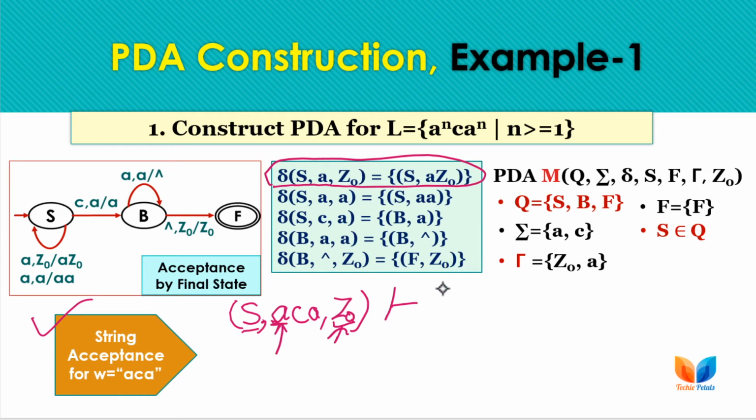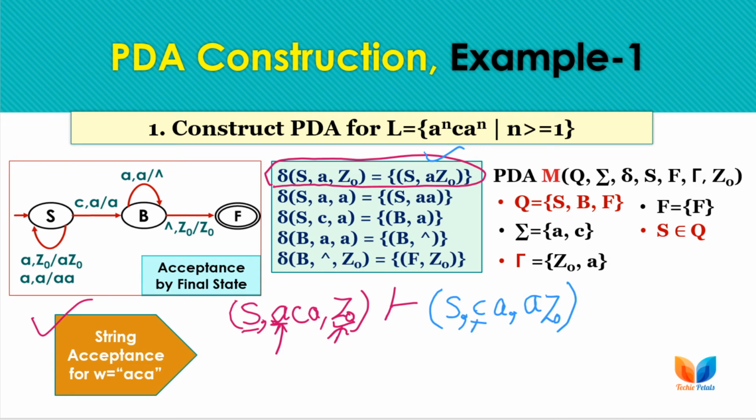Now let's write the next ID. So from S for input symbol A, we have this as a transition. So we are moving from S to S, meaning the next state is also S, and we are replacing the stack top by A Z0. Here, as the A symbol is already considered, the remaining input symbols are C and A, and now the present stack top is A and the next stack top is Z0. So you have to write the complete string and the complete stack symbol.